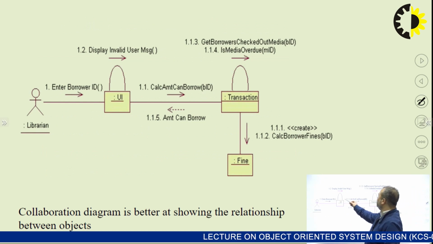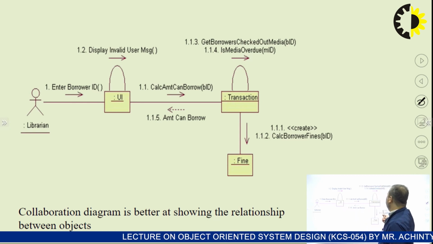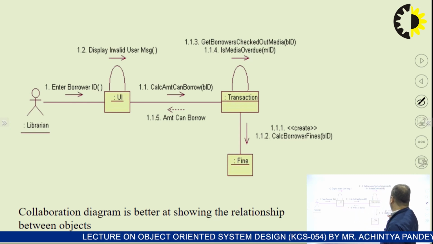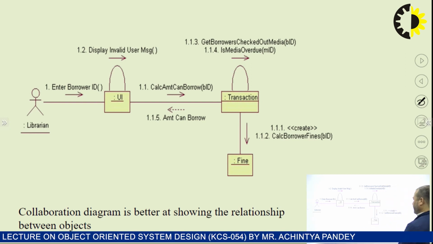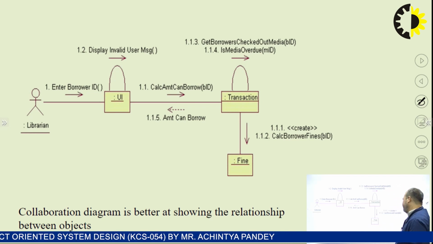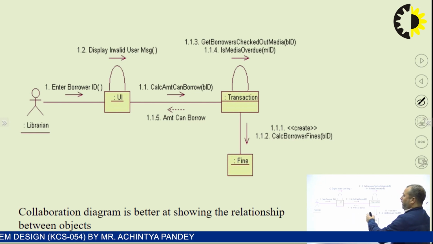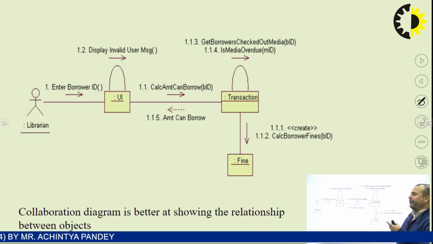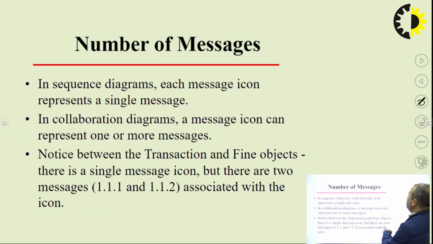If the order like 1.1, 1.1.2 is not mentioned here, then this becomes the sequence diagram. Okay. So, the collaboration diagram is better at showing the relationship between objects. Why is it better? Because we can see the flow. Flow means from where it starts and how it proceeds. So, it will always be better as compared to the sequence diagram. Okay.